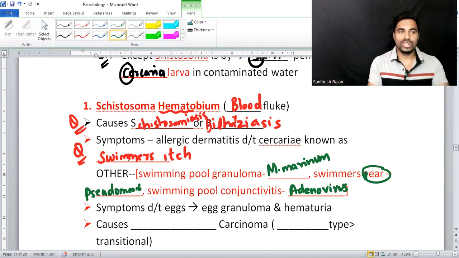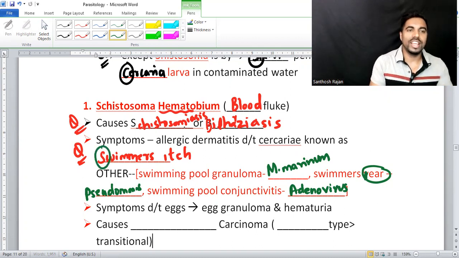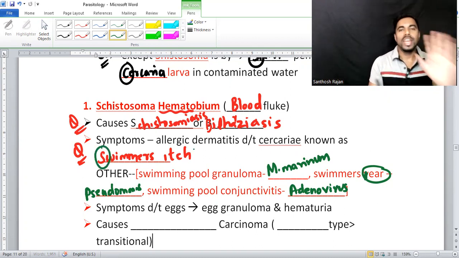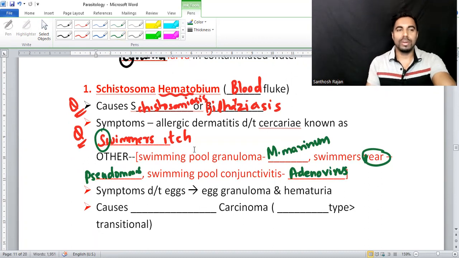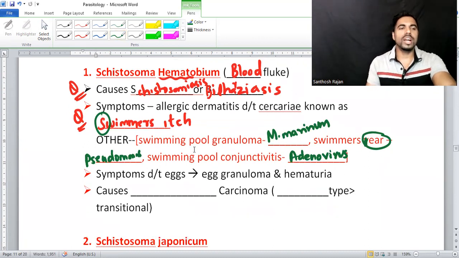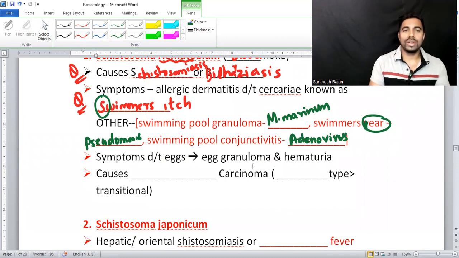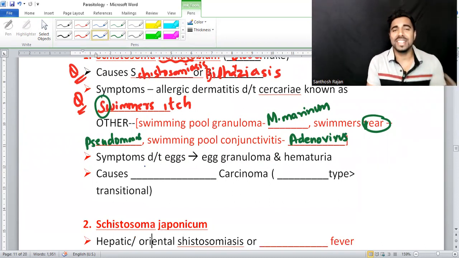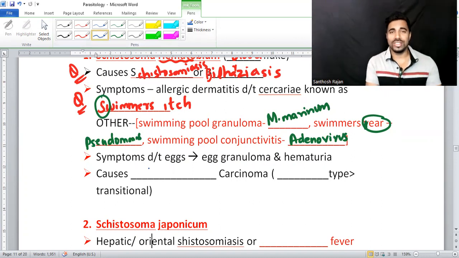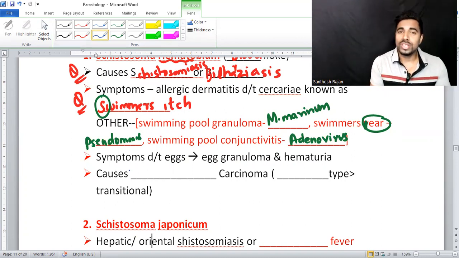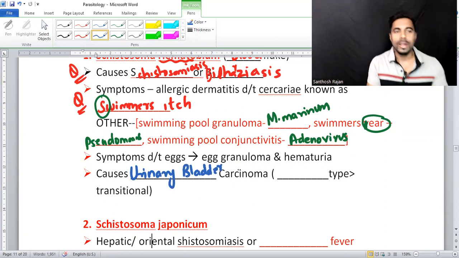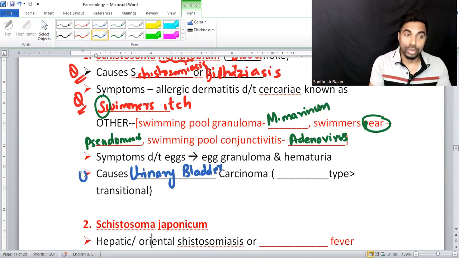But swimmer's itch is important. Whenever swimmer's itch comes, it's schistosomiasis, the blood fluke, bilharziasis. Due to the eggs directly, you can also have egg granuloma, and hematuria is possible. But one question frequently asked is about cancer. Which cancer does Schistosoma cause? You know that. Urinary bladder cancer. Urinary bladder carcinoma, don't forget. That is caused by Schistosoma haematobium.